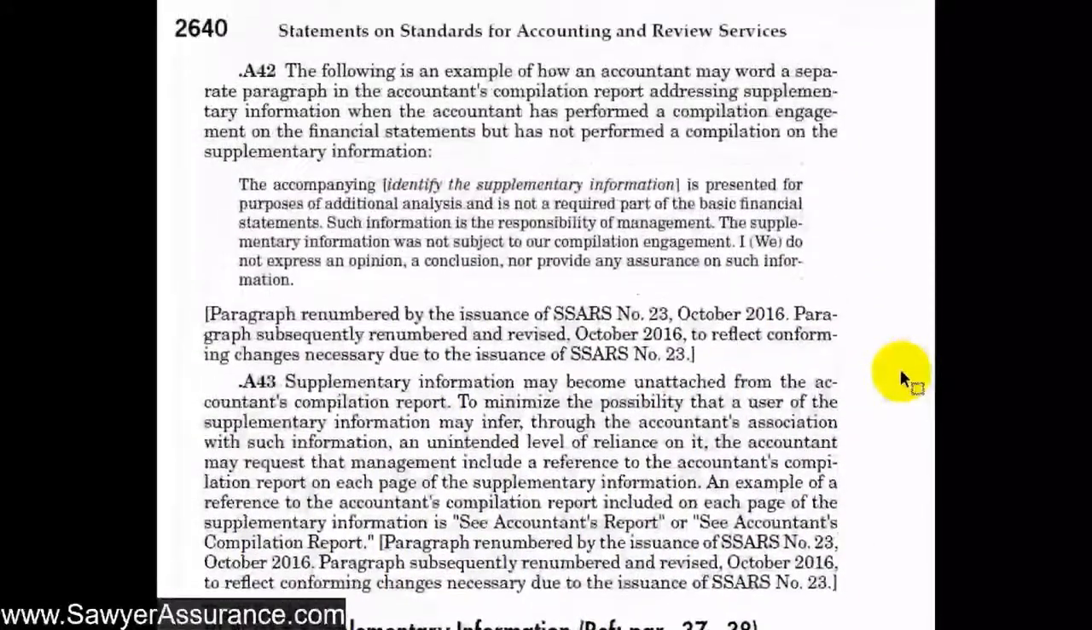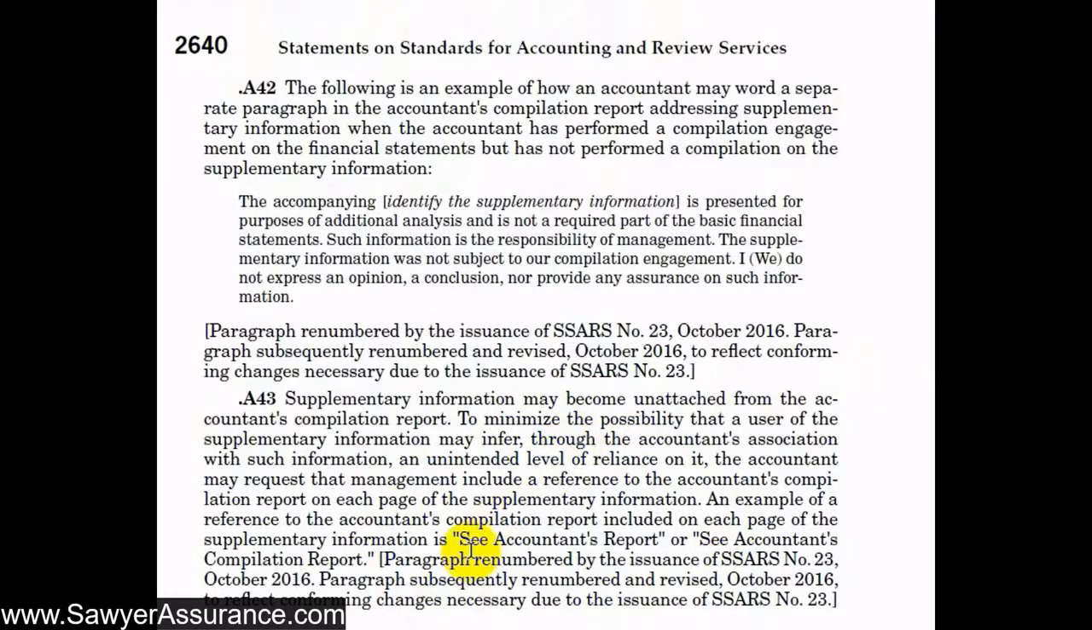And also here at A43, it tells us that we should include a sentence at the bottom of the supplementary information page, the page with the supplementary information on it. We should include a sentence to the effect of see accountant's report or see accountant's compilation report. That way, if the supplementary information somehow gets detached from the accountant's compilation report, then the users of that supplementary information will know that they need to ask for or find the accountant's compilation report so they don't have any unintended level of reliance on it. So before we issue our accountant's compilation report, we might require management to include the sentence at the bottom of their supplementary information page.